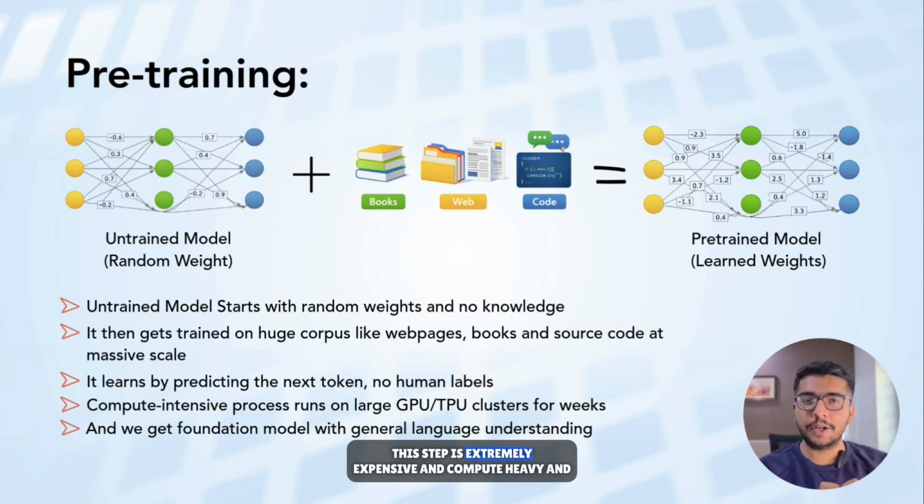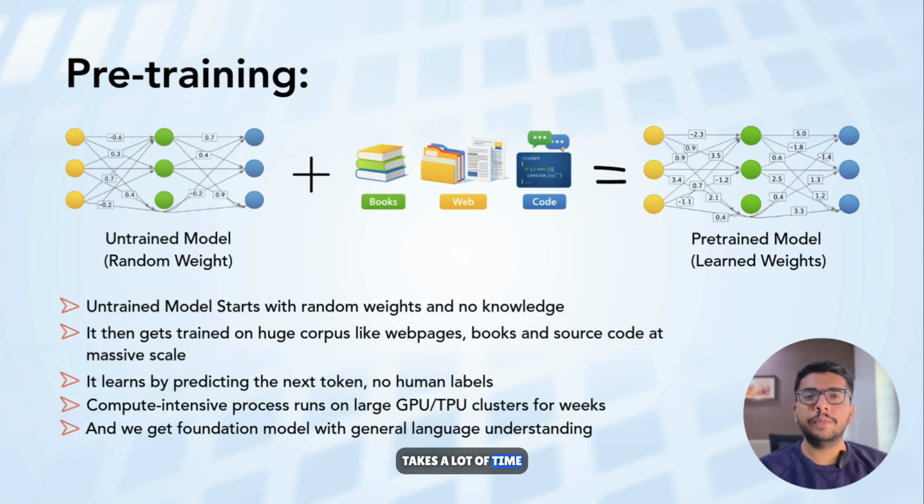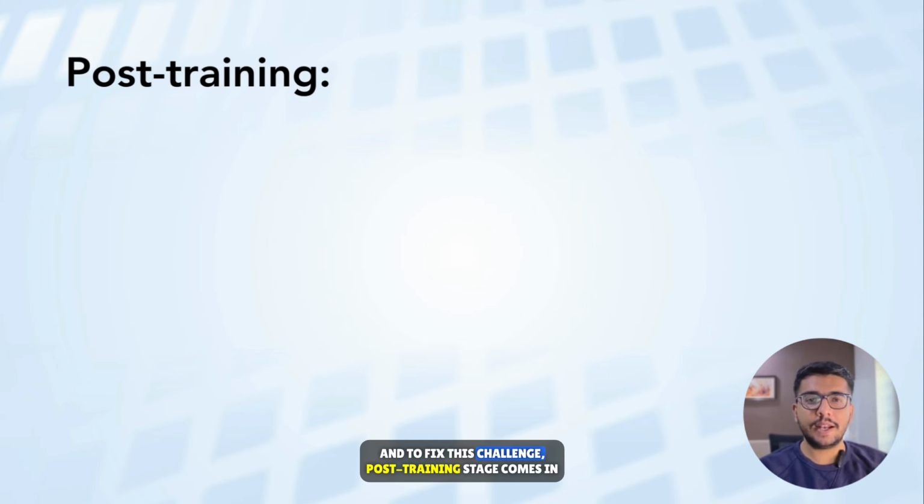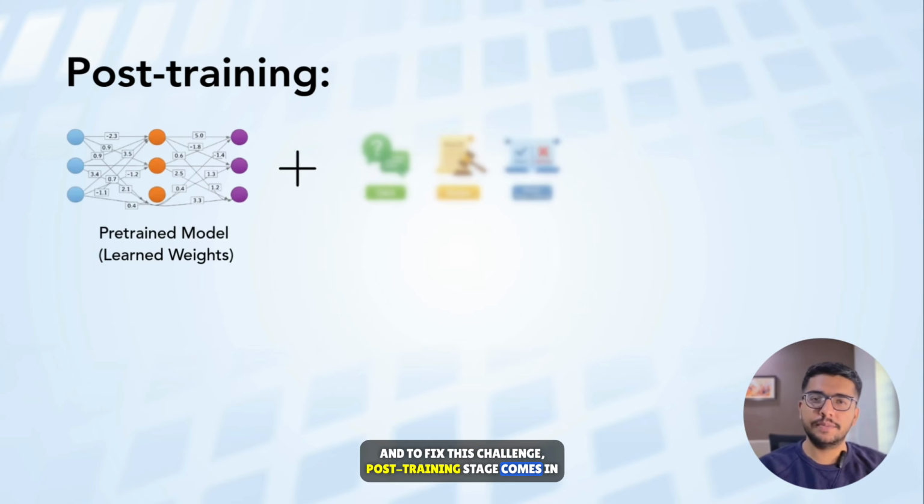It keeps trying to predict the next word, and over time it figures out how language works. This step is extremely expensive and compute heavy and takes a lot of time, which is why most companies use a pre-trained foundational model instead of training it themselves. So by the end of pre-training, you have a model that understands language, but like a student fresh out of school, it doesn't really know how to behave yet. And to fix this challenge, the post-training stage comes in.